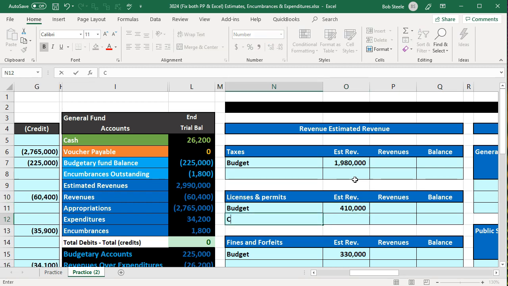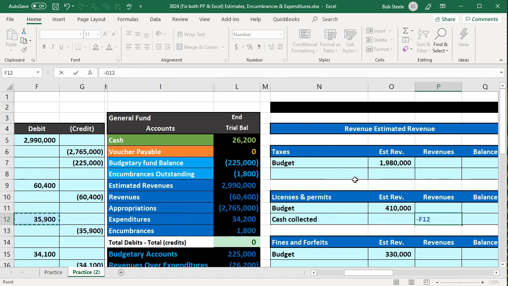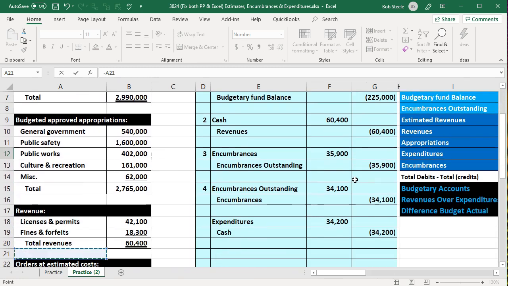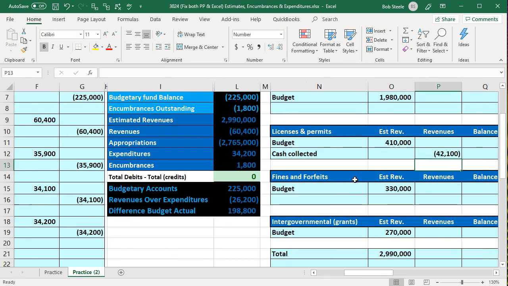We got cash collected here in terms of revenue. I'm going to make this a credit. I'm going to make it a negative and pick up the revenue. And that was for the license and permits, the 42.1. So there we have that.